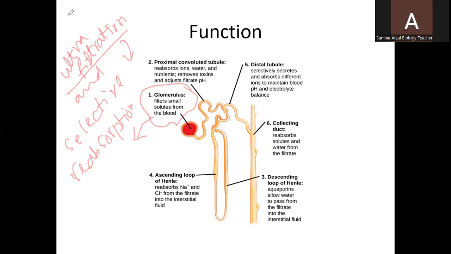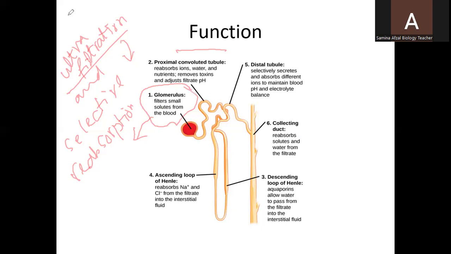Then the filtrate enters the second part of the nephron, which is the proximal convoluted tubule. Then the selective reabsorption starts from the second part. So the reabsorption of ions, water, and nutrients takes place, but the toxins are secreted into the filtrate to adjust the pH.